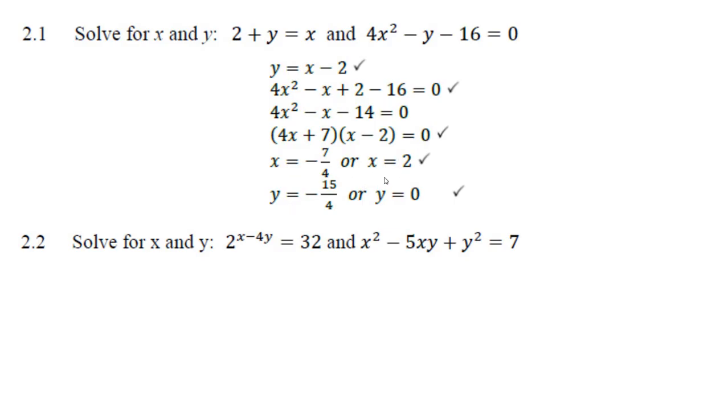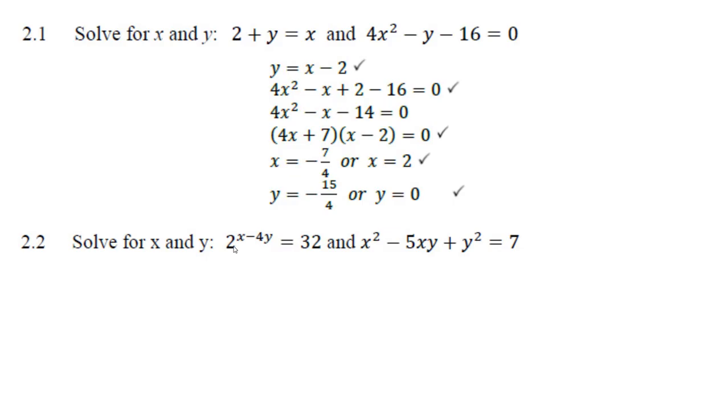Now, how do you figure out y? Well, all you do is you take 2 for x, you put it back in here, and you can see, subtracting 2, y is 0. And you take minus 7 over 4, and you put it back in here, and then you solve the equation, and you'll get y is minus 15 over 4. Okay, that's a few steps, but that's how you do it. Now, you could have substituted x plus y in here and got a quadratic in y squared, and you'd still get the same solution. Let's look at the next one.